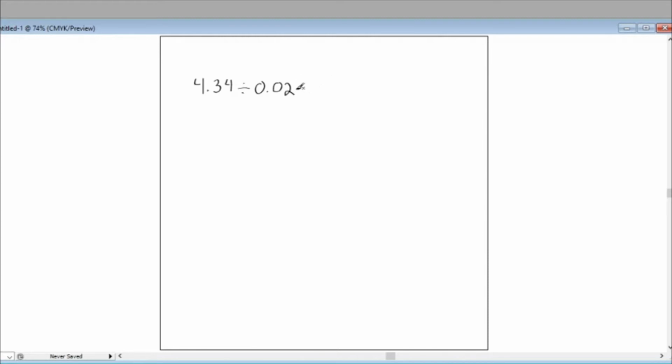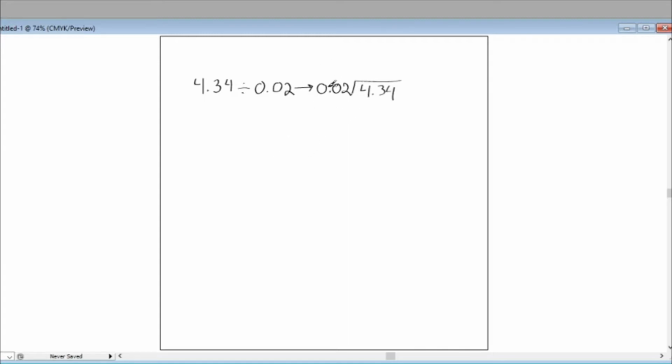So now that I have this decimal that I'm dividing by, if I set my normal division bracket up, 0.02 goes on the outside. 4.34 is going to go on the inside. And I don't know about you, but I do not know my multiples for 0.02 all that well. And so if I try to ask myself, well, how many times will 0.02 go into 4? I'm going to kind of sit there and I don't know.